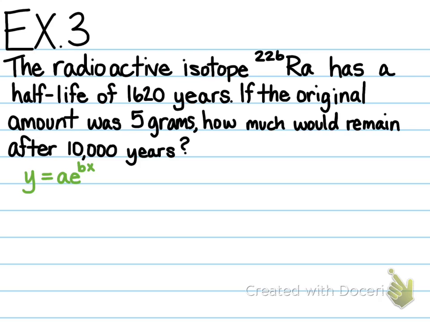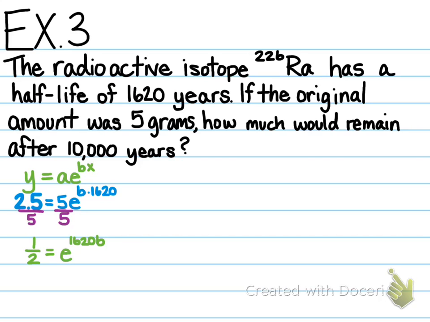So what I'm going to do is plug into this formula. The 5 is the initial amount times e to the b times 1620, because that's our time, equals 2.5. Since it's half-life, that's how much remains later, is half of its original weight, which is 2.5. So now we're going to solve for b so that we can plug back in a second and find out how much there was after 10,000 years. So I'm going to divide by 5 on both sides. 2.5 divided by 5 is 1/2. 1/2 equals e to the 1620b power.